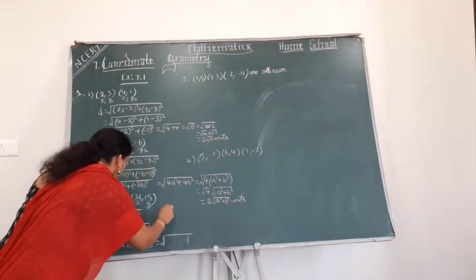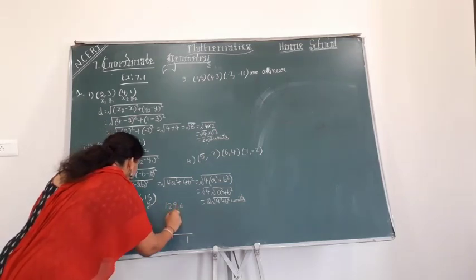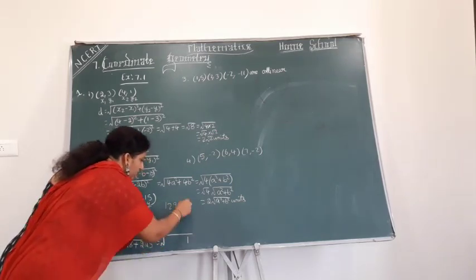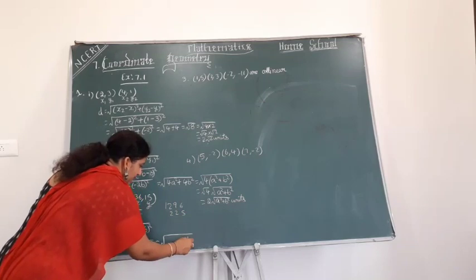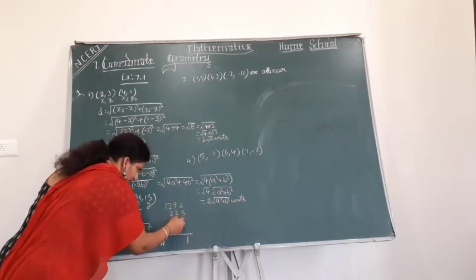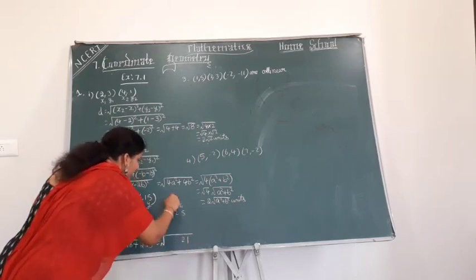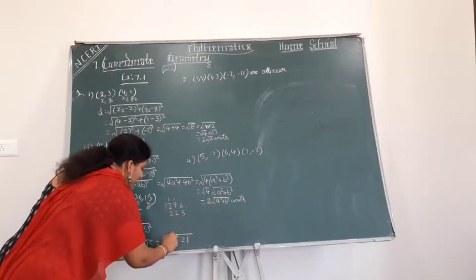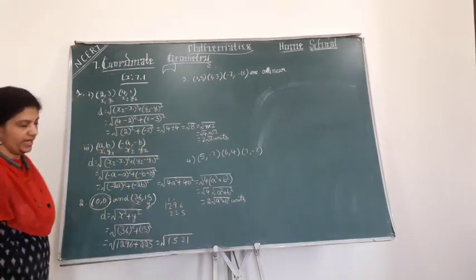I think you know addition: 1296 plus 225. In this way you can add 5 plus 6, it will be 11. 9 plus 2, 11 plus 1, 12. Again 4, 5, 1, 5, 2, 1.